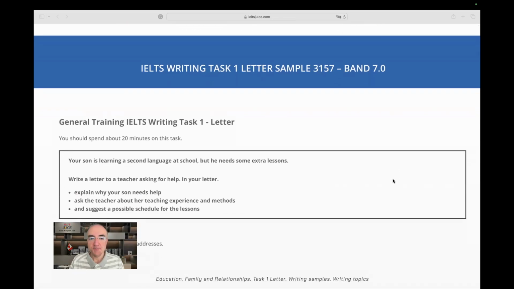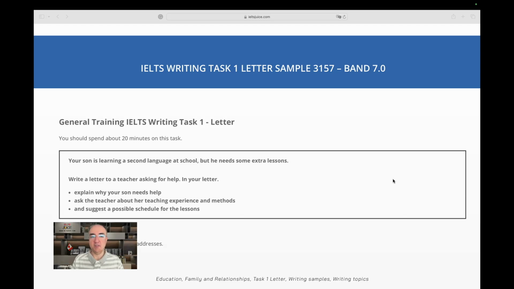Your son is learning a second language at school, but he needs some extra lessons. Write a letter to a teacher asking for help. In your letter, explain why your son needs help. Ask the teacher about her teaching experience and methods. That's interesting that we assume the teacher is a female teacher. And suggest a possible schedule for the lessons.